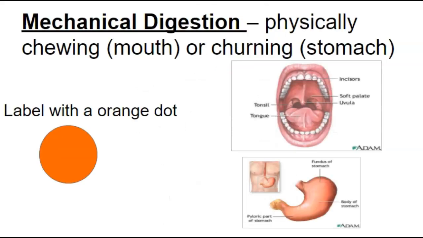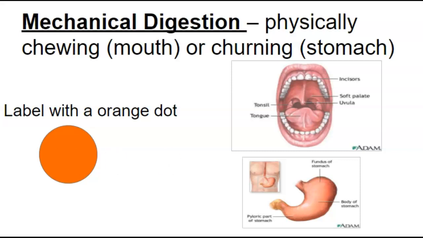Next up, we have mechanical digestion. So whenever you see the word mechanical, it means like physically moving. And so this is physically chewing or churning. And so you can see I put in parentheses here the two places that this happens. In your mouth, you're using your teeth and your tongue to move food around. And in the stomach, remember your stomach's a muscle and it's squeezing and churning to mix up the food.